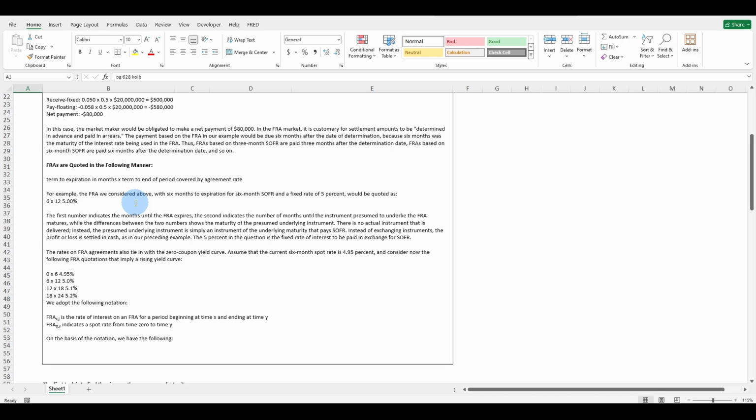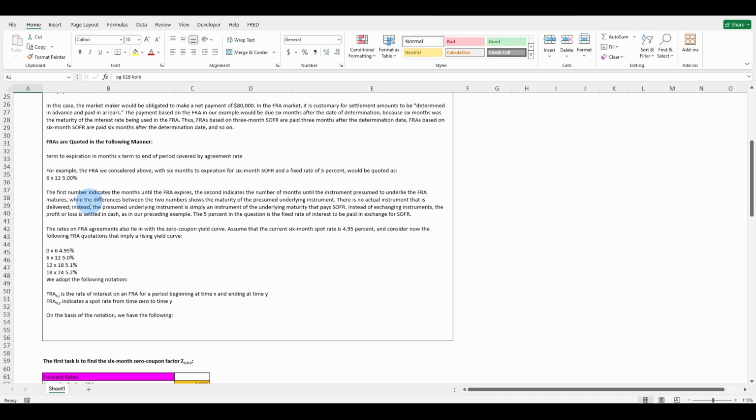FRAs are quoted in the following manner: term to expiration in months times term to the end of the period covered by the agreement, then the rate. For example, the FRA we considered above, with 6 months to expiration, 6-month SOFR and a fixed rate of 5%, will be quoted as 6 times 12, 5%. The first number indicates the months until the FRA expires. The second indicates the number of months until the instrument presumed to underlie the FRA matures, while the difference between the two numbers shows the maturity of the presumed underlying instrument.